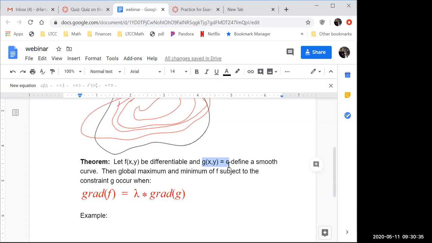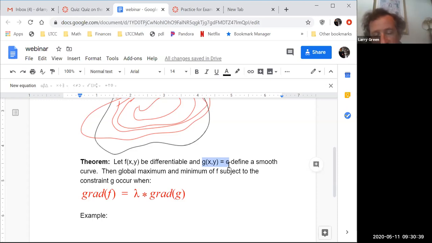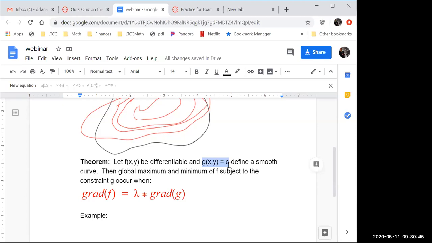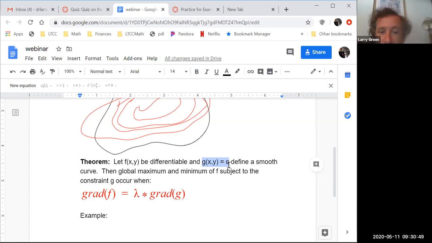So G will be the equation that says that you can't make more than a total amount of stuff. Does that make sense? And F will be the profit. And what you want to do is maximize that profit given the fact that you only have the 2 warehouses. Okay, so that's kind of the econ way of thinking about it.